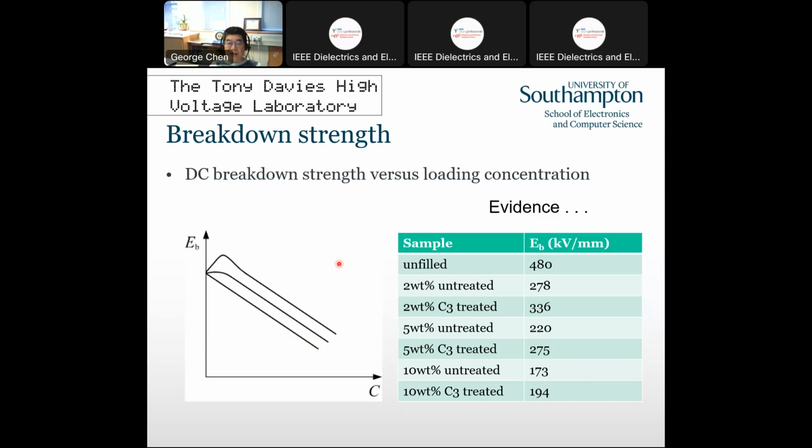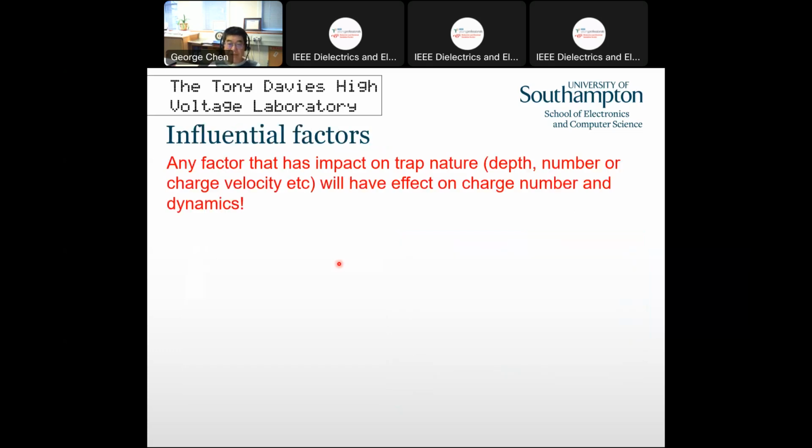Now we are moving further to look at the potential factors affecting this charge dynamics. So in summary, any factor that has an impact on the charge trap, like depth, number, or charge velocity, will have an impact on the charge number and the dynamics in the nano-dielectric material. And therefore, we can list a few of them. The first is, of course, the polymeric matrix you are using for the base, and the nature of the nanoparticle you are using, whether it's zinc oxide, magnesium oxide, silicon oxide, or alumina, and so on. They all could have an impact on this interaction.